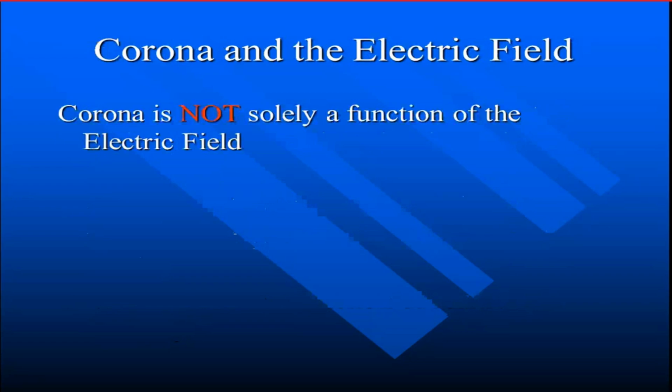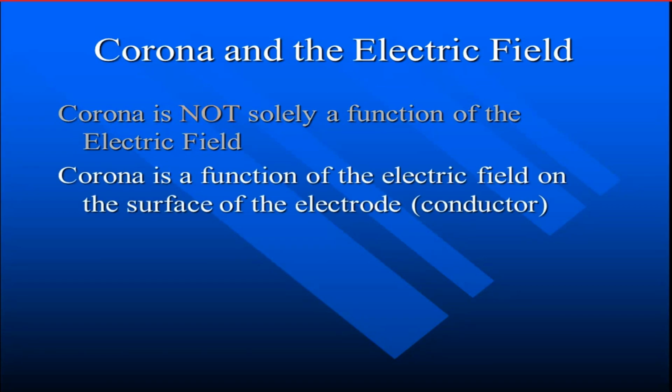Okay, so corona does not depend only on the electric field, but also on other factors. It is a function of the electric field on the surface of the electrode. The electric field on the surface varies as we move away from it, and due to this it is called a voltage gradient.